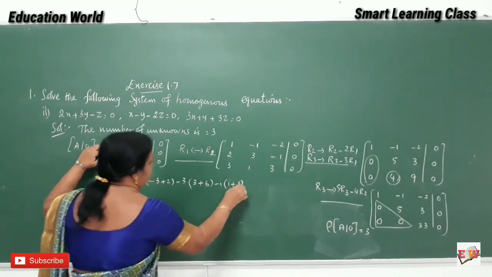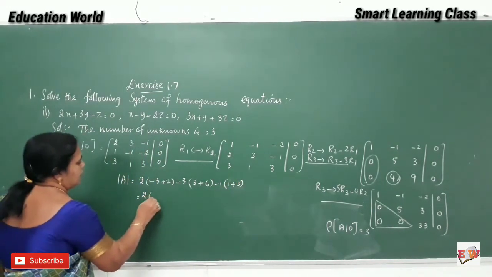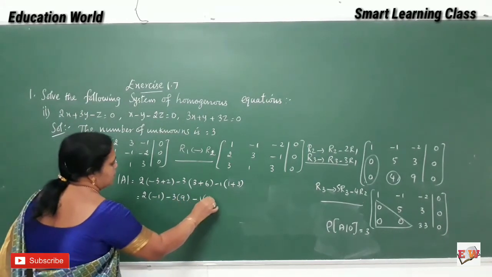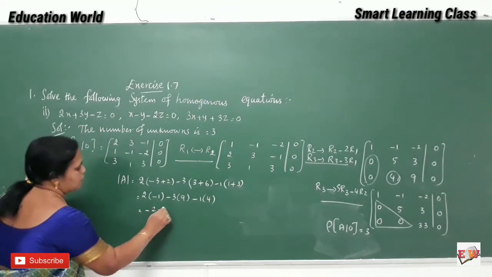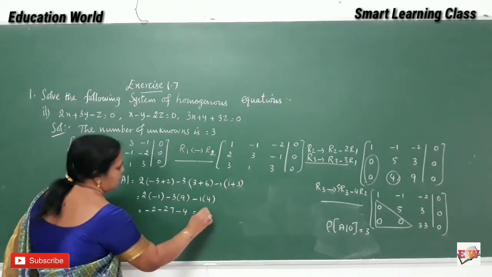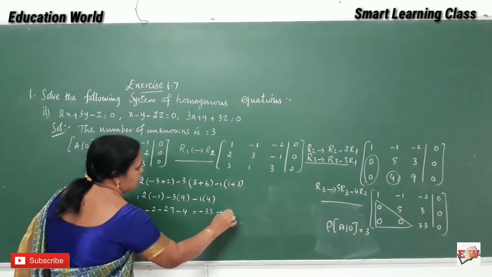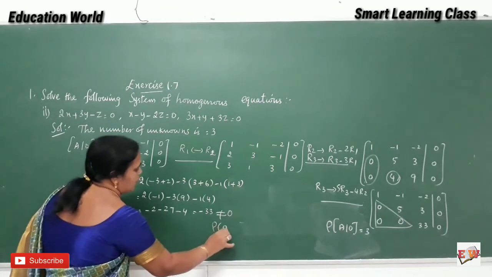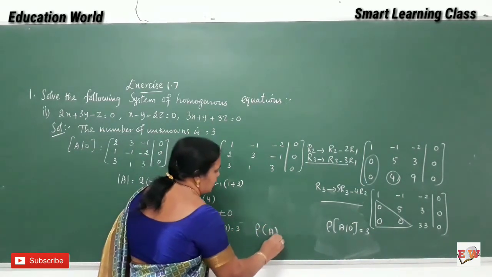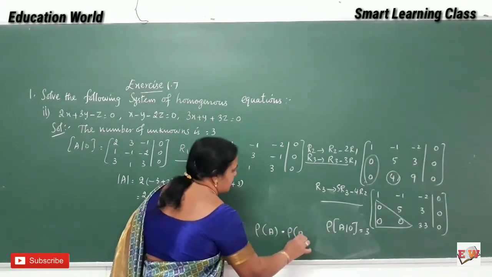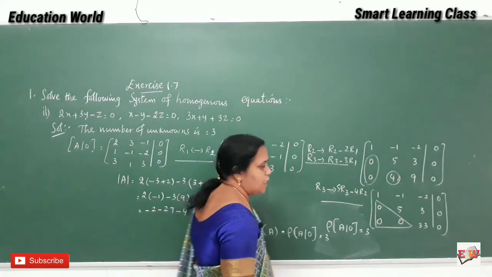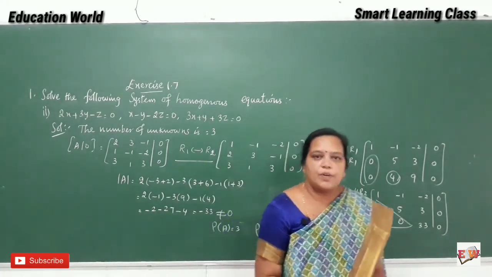What is that? 2 into minus 3 plus 2, minus 3 into 3 plus 6, minus 1 into 1 plus 3. That is 2 into minus 1, minus 3 into 9, minus 1 into 4: minus 2 minus 27 minus 4. What are we getting? Minus 33, not equal to 0. So the rank of A is equal to 3. The rank of A is equal to the rank of the augmented matrix, which is 3. So it has a trivial solution.